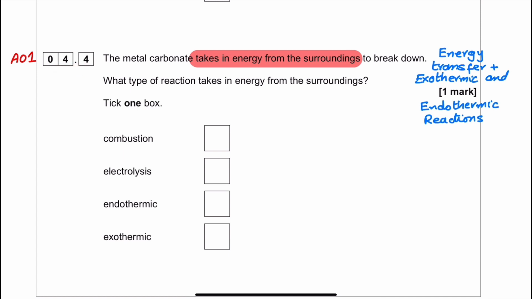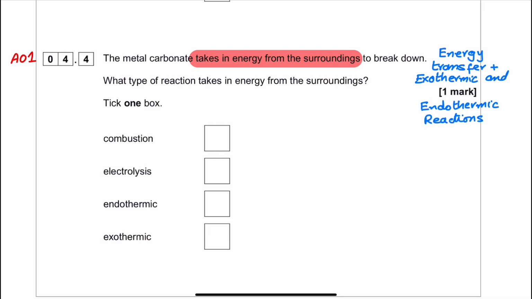4.4 is an AO1 question. The students must have good knowledge of energy transfer, exothermic reactions and endothermic reactions. If you look at the statement, the metal carbonate takes in energy from the surroundings to break down. The key information is that energy is taken from the surroundings. What type of reaction takes in energy from the surroundings? We have been given 4 different options.